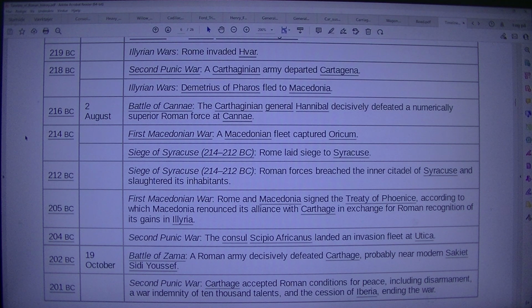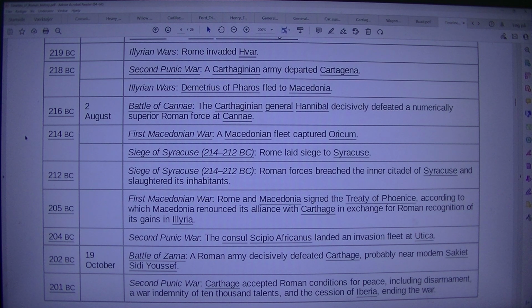214 BC. First Macedonian War. A Macedonian fleet captured Oricum. Siege of Syracuse. 214-212 BC. Rome laid siege to Syracuse. 212 BC. Siege of Syracuse. Roman forces breached the inner citadel of Syracuse and slaughtered its inhabitants.